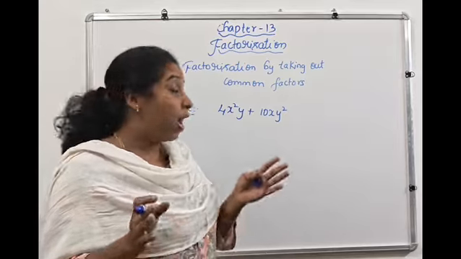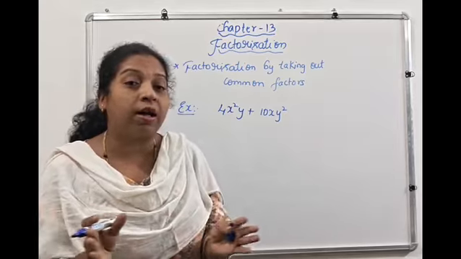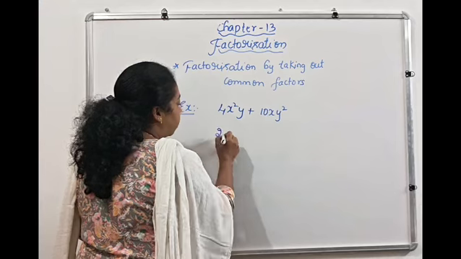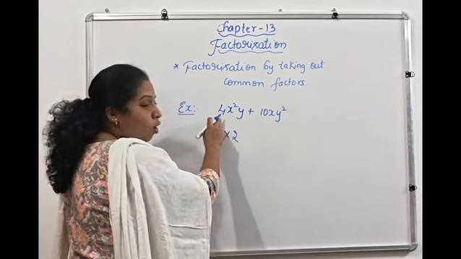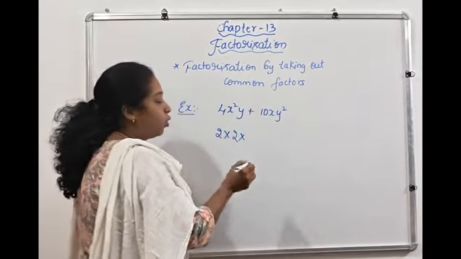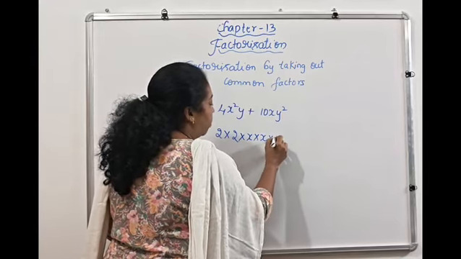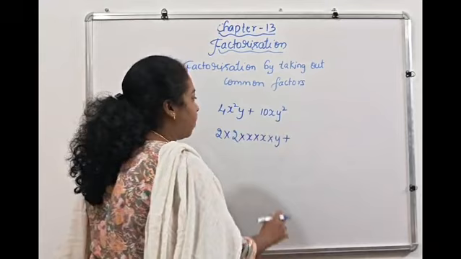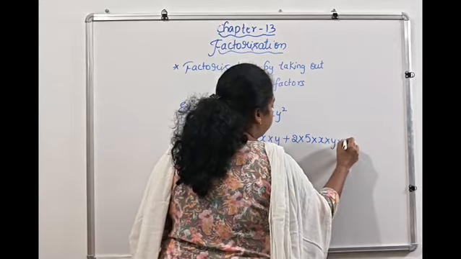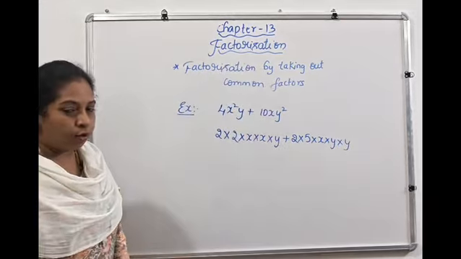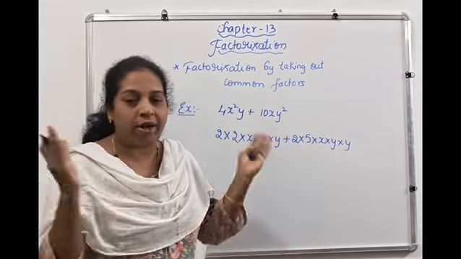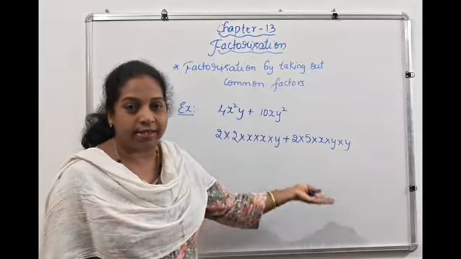In my last video, I explained how to split the numbers or the factors. So 4, I can write as 2 into 2. Then how many times is x repeated? 2 times, x into x, into y. Plus 10 is 2 into 5 into x into y. This is how we have to split the terms. If we split the terms, it will be very easy to find the common factors.